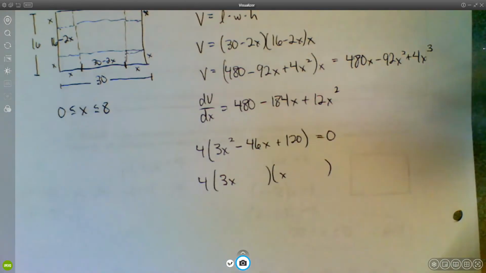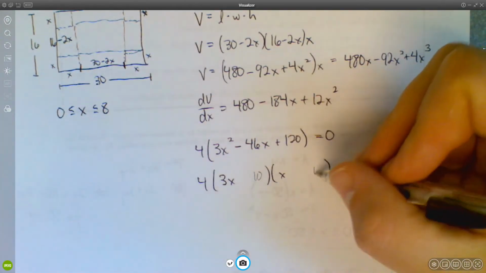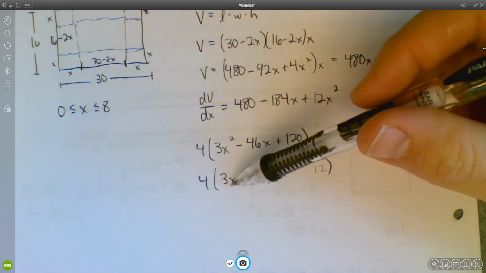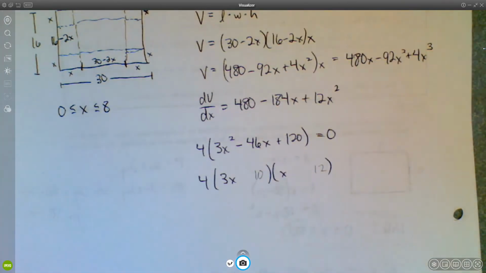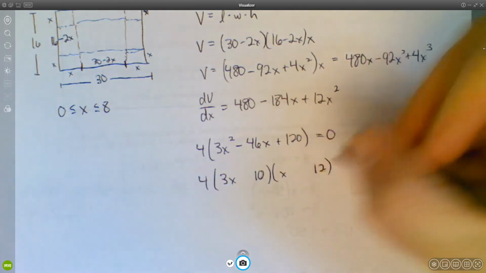I'm going to use pencil so I can guess and check a little. 10 and 12. And let's see, 3 times 12 is 36, and then minus another 10 will give us a 46. So yeah, oh, look at how lucky we are. 10 and 12.